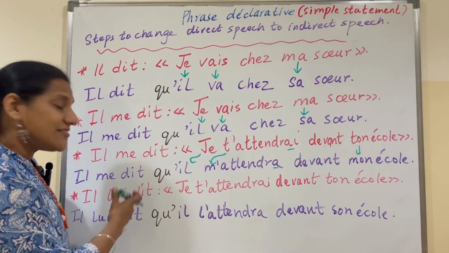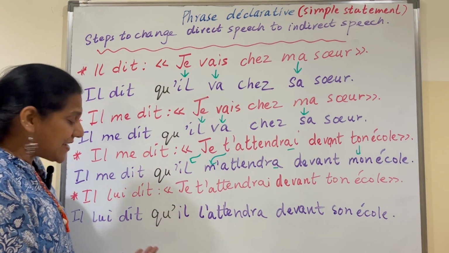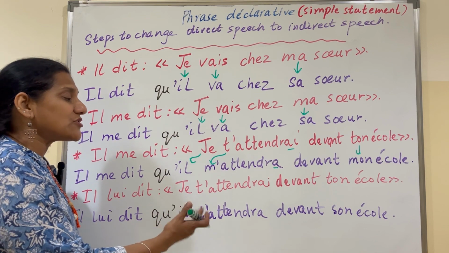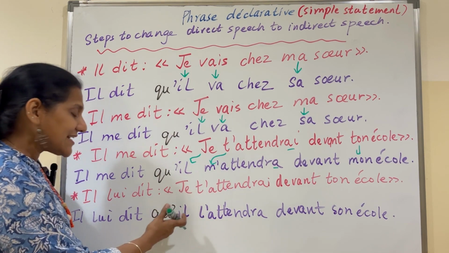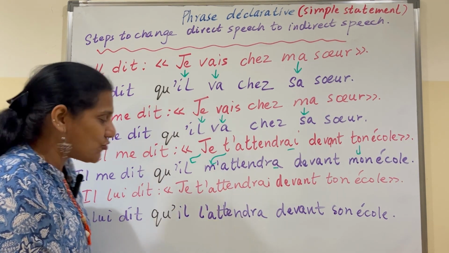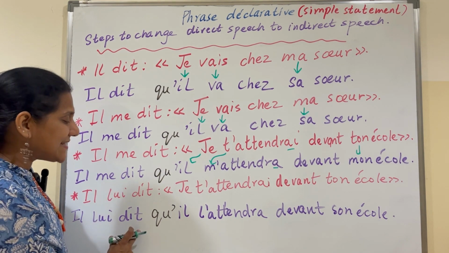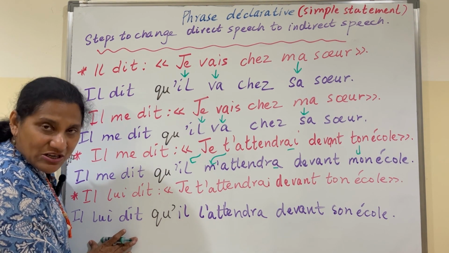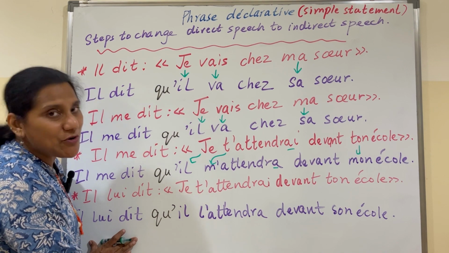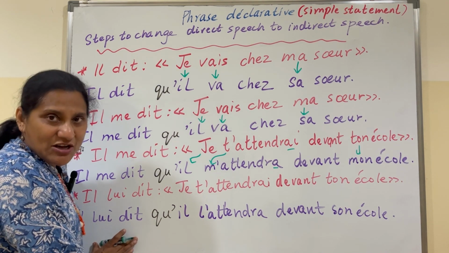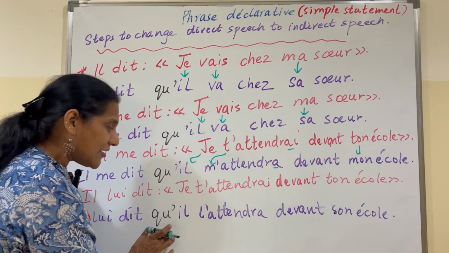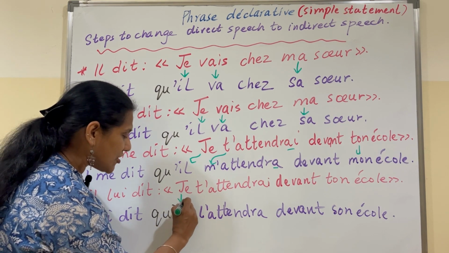So, the answer, changing it to indirect speech, will be: he tells him that he is going to wait for him in front of his school. So, what happens? Il lui dit: write out the main clause, remove the colon, remove the quotes, join the main clause with the subordinate clause with que, change the subject pronoun, je will change to il.